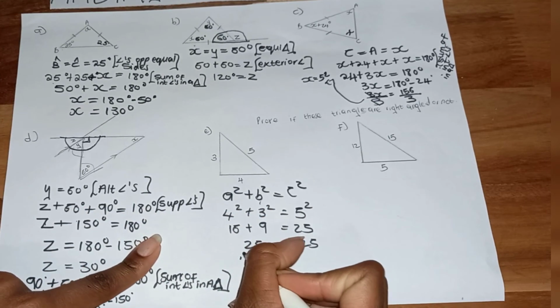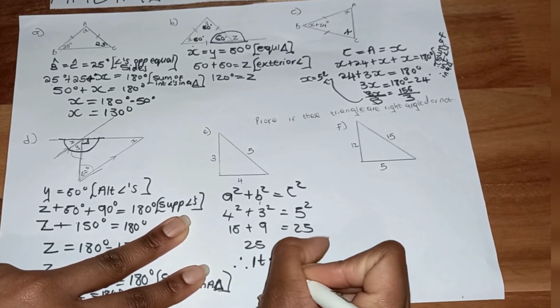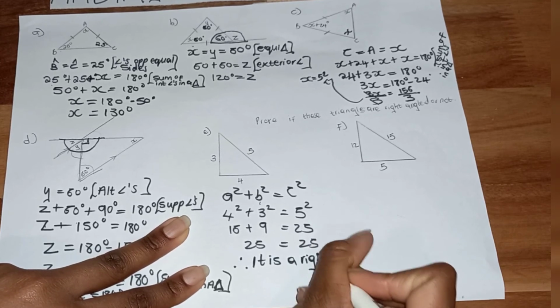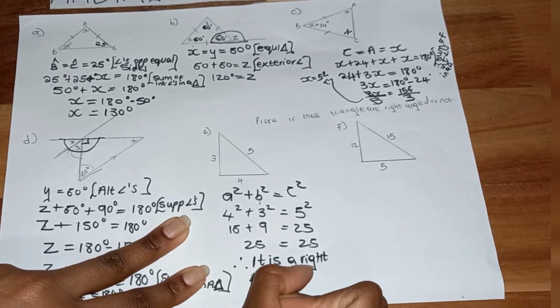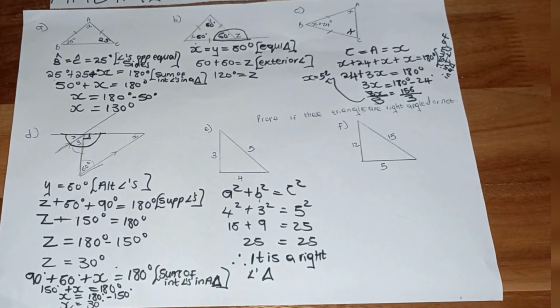So this, therefore, is a right angled triangle. Now let's move on to letter F and prove if it is also a right angled triangle.